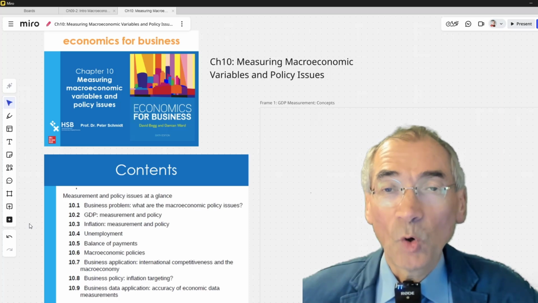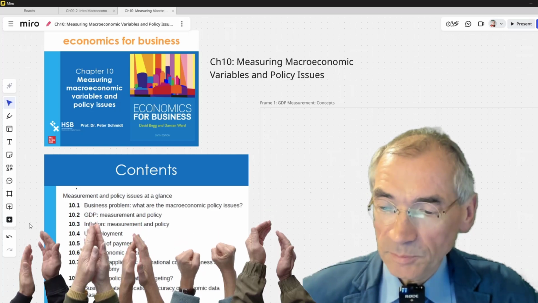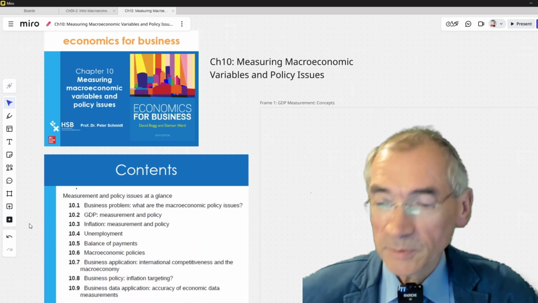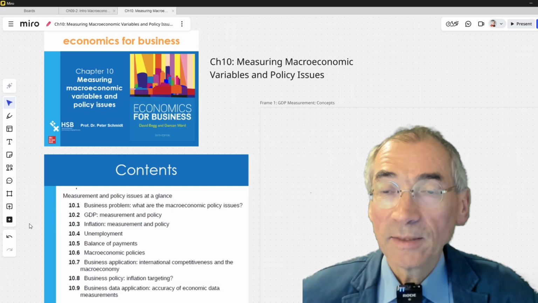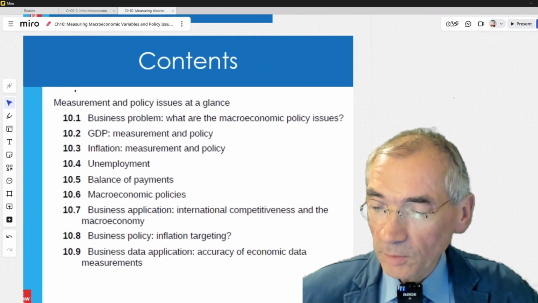I'm sure you're all thrilled to discuss Chapter 10, Measuring Macroeconomic Variables and Policy Issues. And in fact, this chapter is really macro. It's big. A lot of topics.